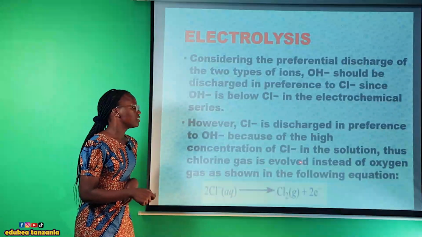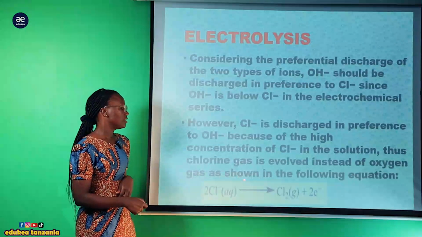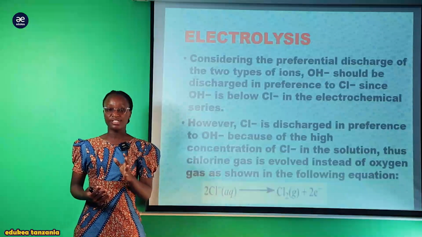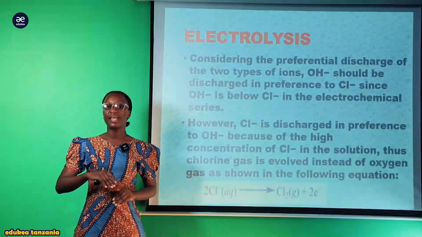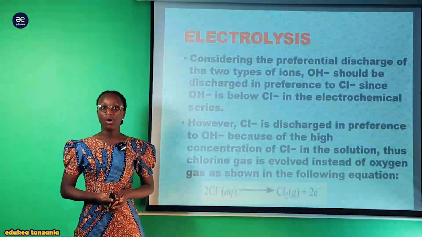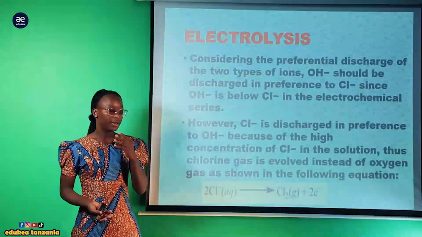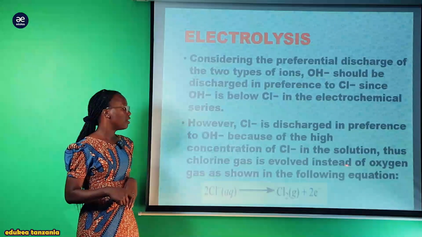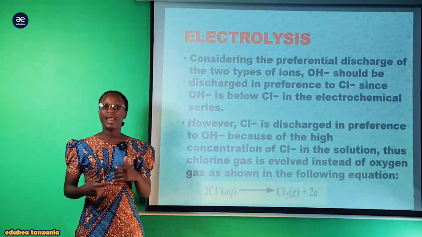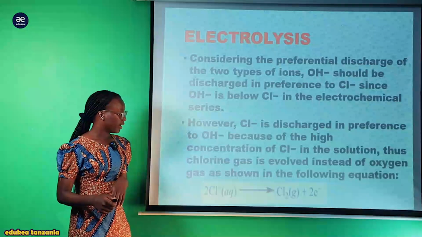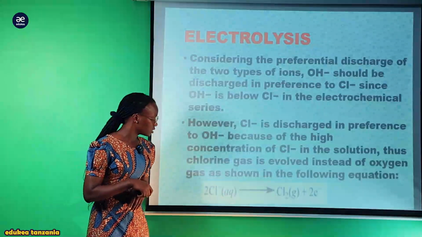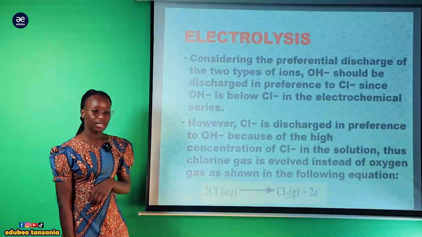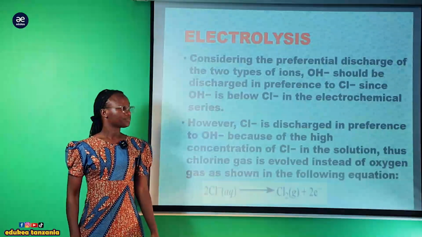Now thus chlorine gas is involved instead of oxygen gas as shown in the figure below. Sasa baada ya OH kuwa discharged ili kupata ile hydrogen and water, now itakuwa involved chlorine ambapo tutaenda kuinvolve chlorine gas badala ya kwenda kuinvolve the oxygen gas. Equation: this is chlorine aqueous ambapo inakuwa discharged, tunaenda kupata chlorine gas with the 2 electrons.